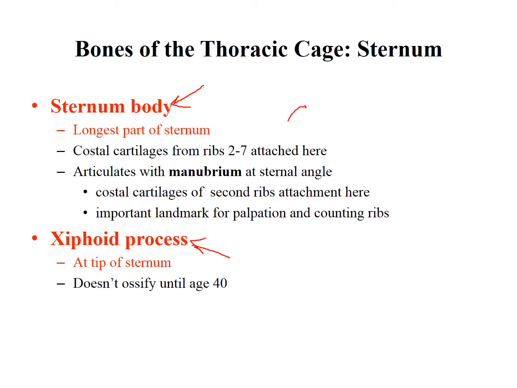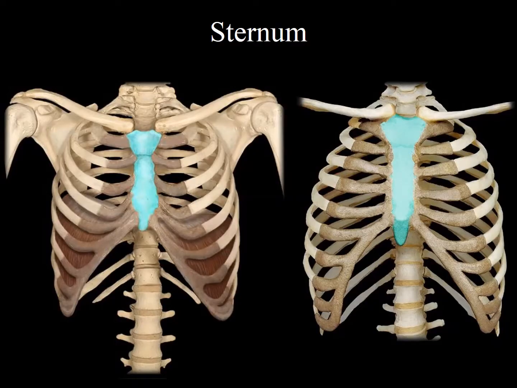When you're doing CPR, you want to have your hands on the sternal body. You do not want them on the xiphoid process. And so here we are looking at the sternum in its entirety, and I'm going to put little lines that mark off the delineation between the manubrium, the sternal body, and the xiphoid process.